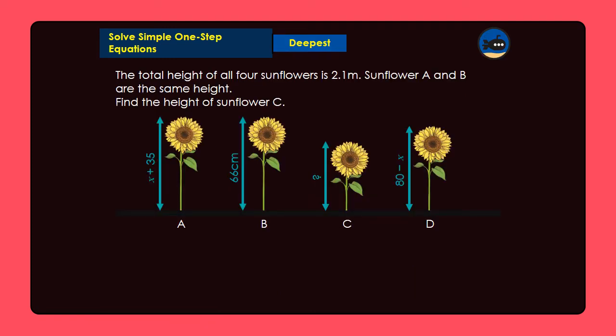Now the total height of all 4 sunflowers is 2.1 meters. So that's the same as 210 centimeters. Sunflower A and B are the same height. Find the height of sunflower C.